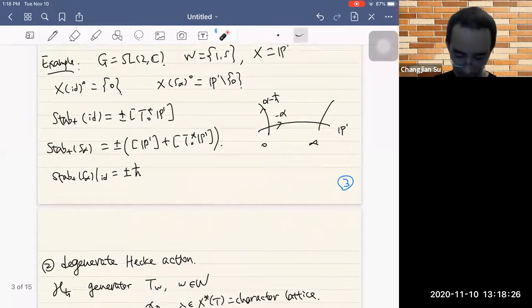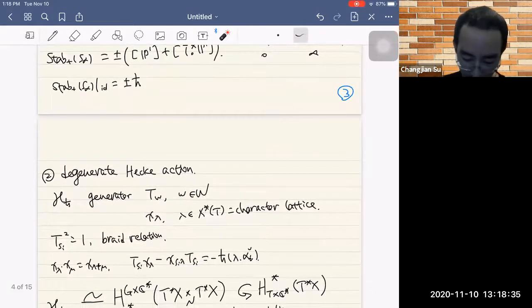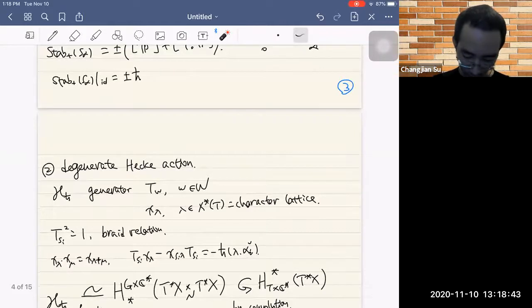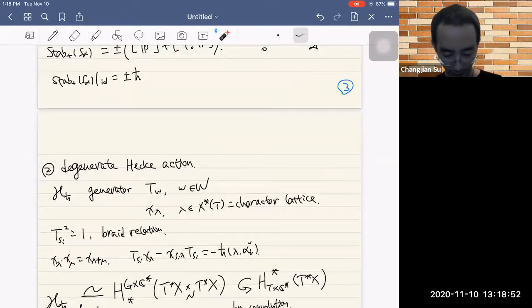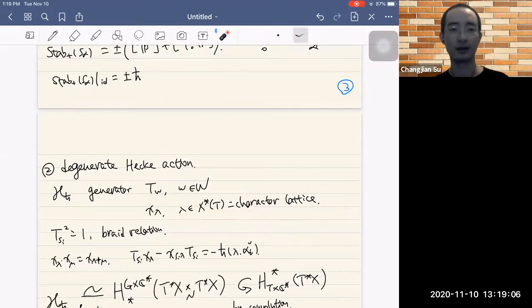Okay, so why is this basis very good? There are some symmetries on the cohomology of the Springer resolutions, i.e. the Hecke algebra action, which is the degenerate Hecke algebra action. The definition of the degenerate Hecke algebra is as follows. First of all, the generators of this Hecke algebra are the T_w as w runs over the elements in the Weyl group, and some lattice part x_lambda, where lambda is a character of the maximal torus. So X star of T denotes the character lattice.